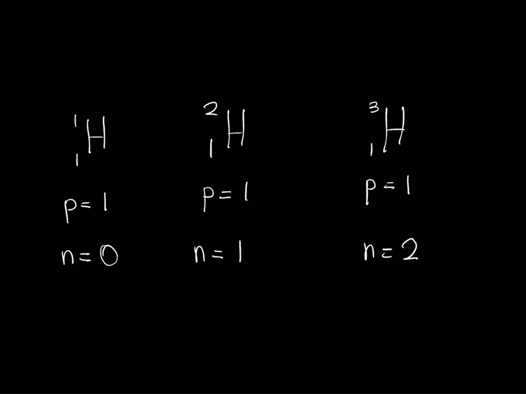Now these are isotopes of hydrogen, and the names of these might be important in your chemistry class. The first one is protium, and then you have deuterium, and then you have tritium. So make sure you remember those for your class.